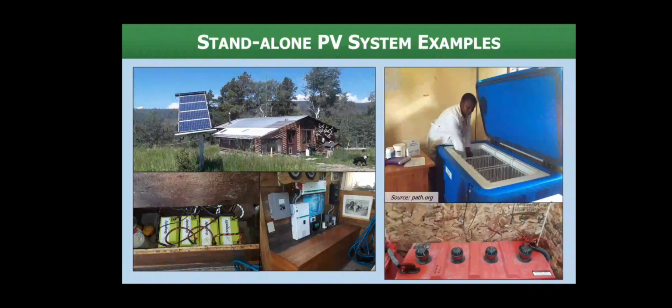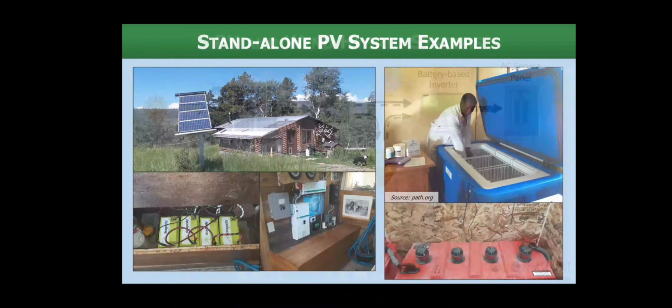A medical clinic, as seen in the upper right, may have a refrigerator to store vaccines that is powered directly by DC and only requires a battery and a charge controller. Other examples of standalone systems include RVs, boats, street signs, remote weather or communication stations, and landscape lighting.